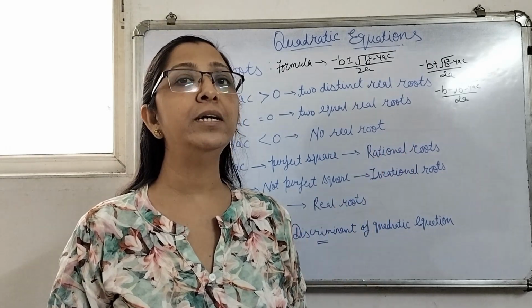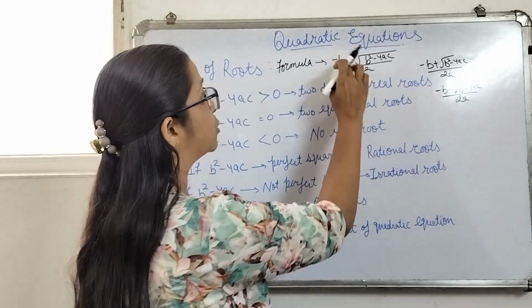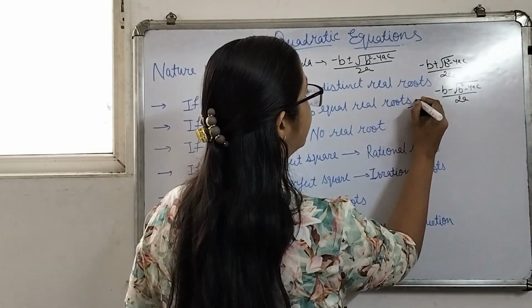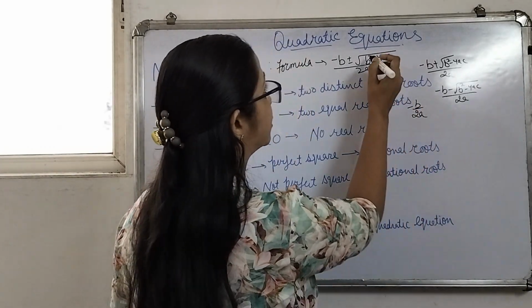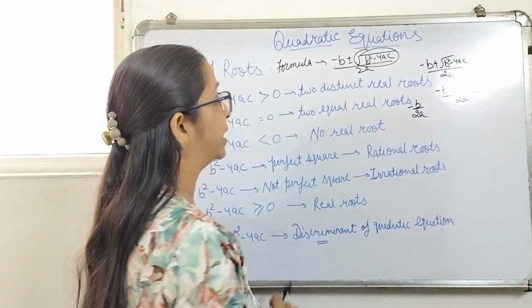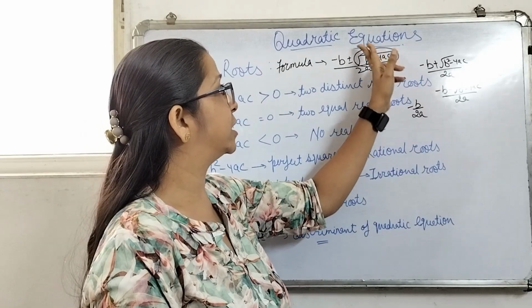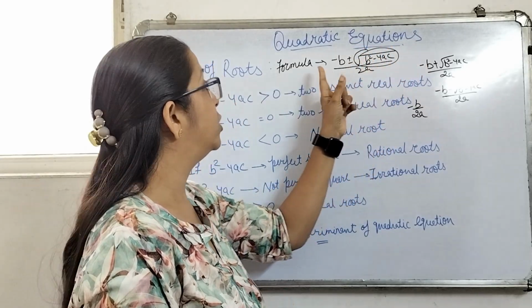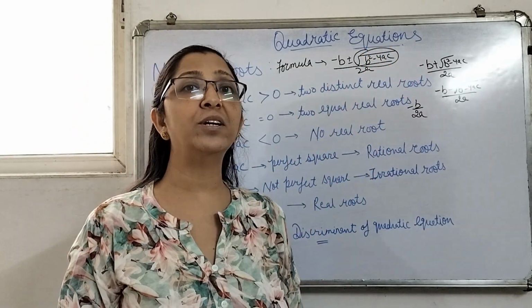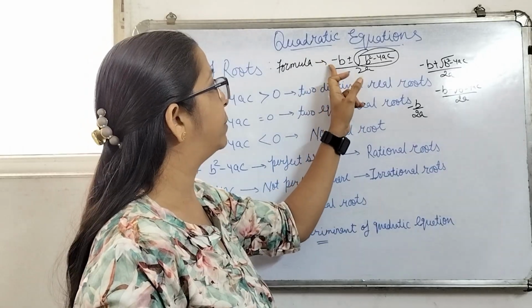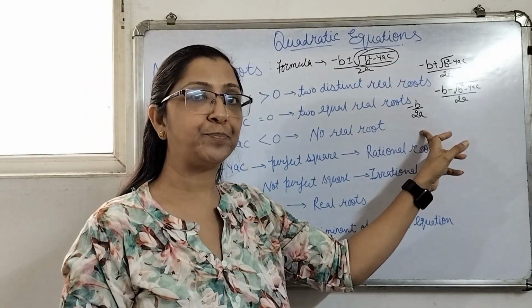Their value will be equal, and the value of these roots will be minus b by 2a, because this part will become 0 in that case. b square minus 4ac is 0, that means this part will become 0. So we will be having two equal real roots and the value will be minus b upon 2a.